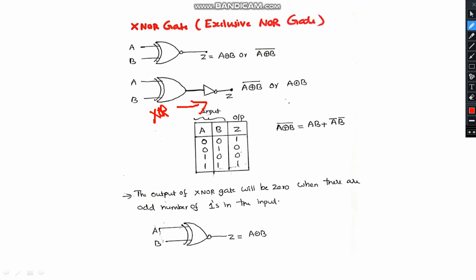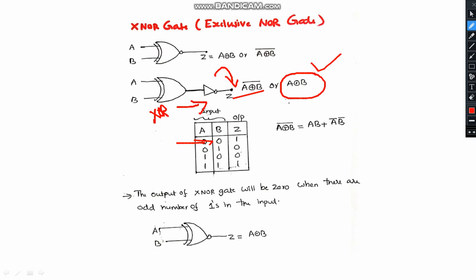XOR will be connected to the input of the NOT gate. If I check the output of this NOT gate, I am able to get the XNOR operation. This is the notation, or else you can mark it as A XOR B whole bar, or A XNOR B. Okay, two manners you can represent it.